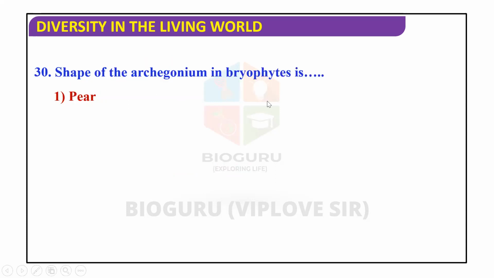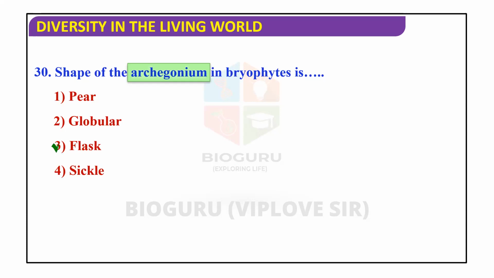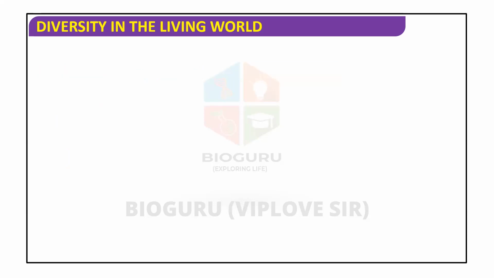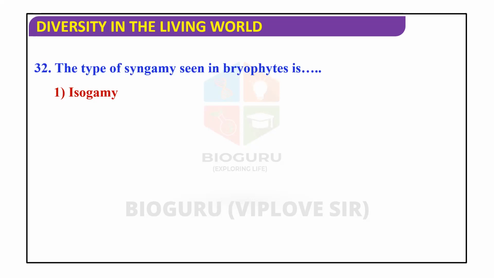Shape of the archegonium in bryophytes is pear, globular, flask, or sickle shape. Yes, it is flask shaped. Archegonium is the female part and antheridium is the male part. Number of eggs produced by each archegonium: many, 8, 4, or 1. Yes, it is 1. That's good. The type of syngamy seen in bryophytes is isogamy, anisogamy, zoidogamy, or siphonogamy.